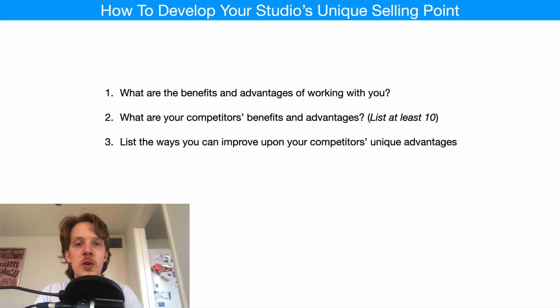And when you have done that, we move on to question number 3, which is list the ways you can improve upon your competitors' unique advantages. Look over your notes from the previous question and see which of those you can improve upon. For example, if you found someone offering affordable rates, how can you improve that? Perhaps you can offer a payment plan to make it even easier for indie bands or whoever you're working with. Or if one of the studios you found offers a very personal service, how can you improve upon that? That's the exercise of question number 3.